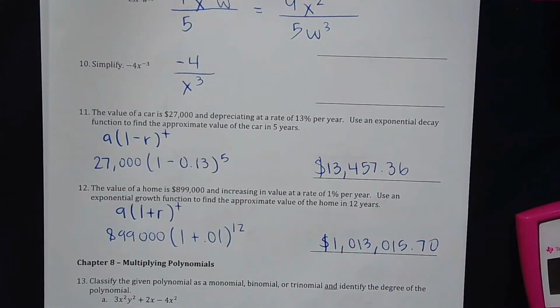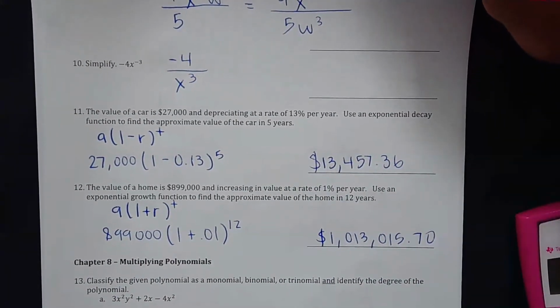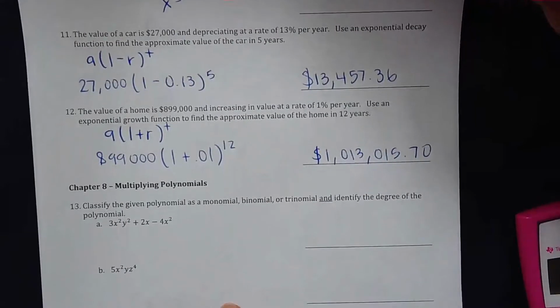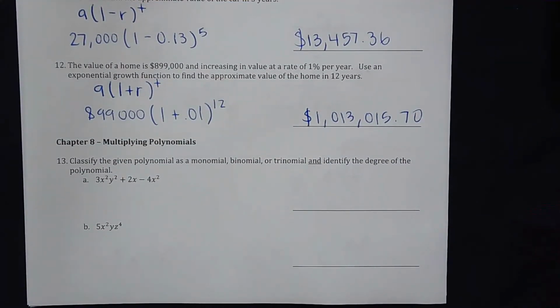$1,013,015.70. That is our final answer. All right, so those are fairly easy. I remember on the test you guys excelled at that part. All right, number 13. This is our vocabulary words.